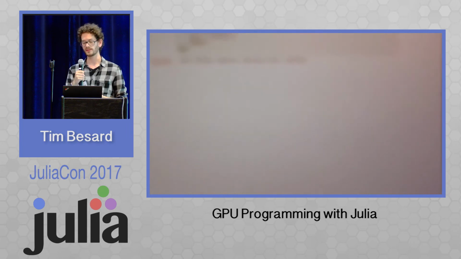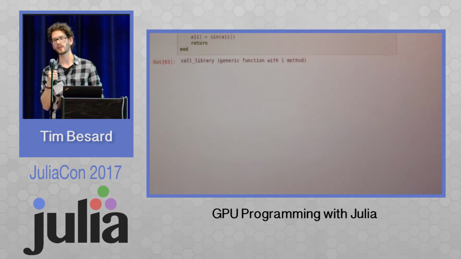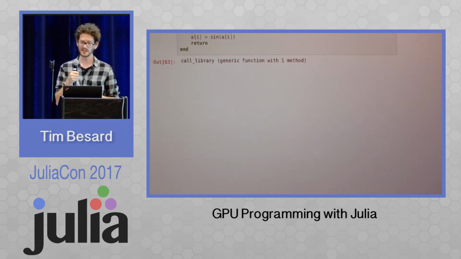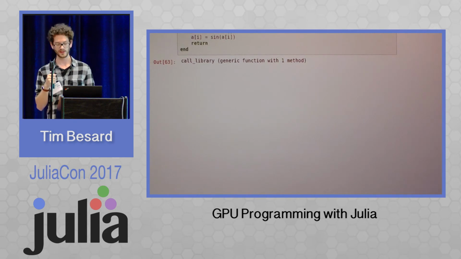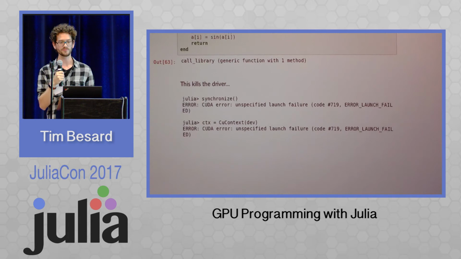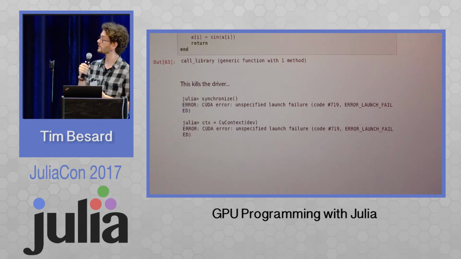Sometimes, however, the call to a CPU library function can be hidden a bit. Say we want to call sign. The sign function is living in OpenLibm. However, the handle to that library is not opened by the C compiler. It is opened by dlopen into the base Julia library, which we cannot properly inspect. If we would launch this kernel, the driver would die. We would get error launch failure on every call we would execute.